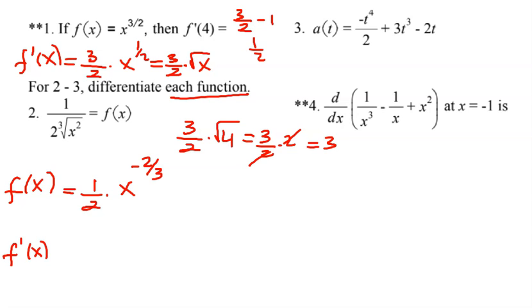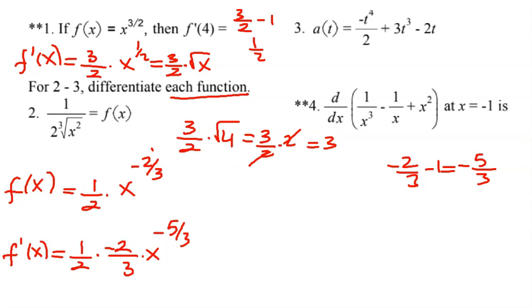So f prime of x is going to be equal to 1/2 times, you're going to put this down over here, put it out front of x, so you get -2/3 times, you're going to decrease the degree by 1, so -2/3 minus 1 is going to be equal to -5/3, so we get -5/3. So if we are required to do some simplification, we have to do it. So we get -1/3, and if you don't want to deal with negative exponent, you can always convert it back into positive exponent. So you get 1/x to the power of 5/3 as our final answer.